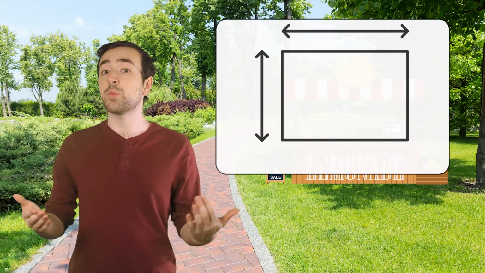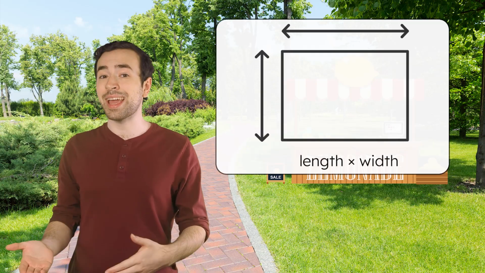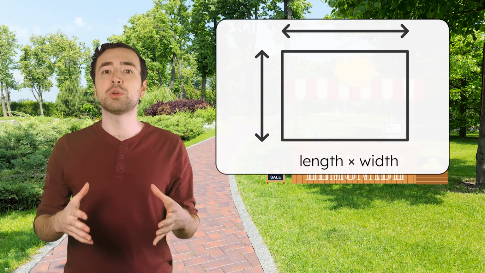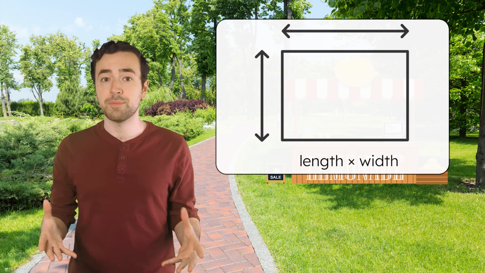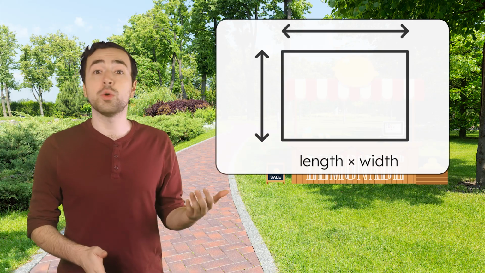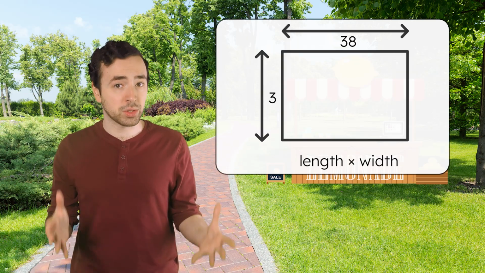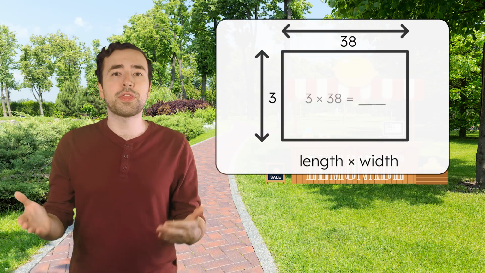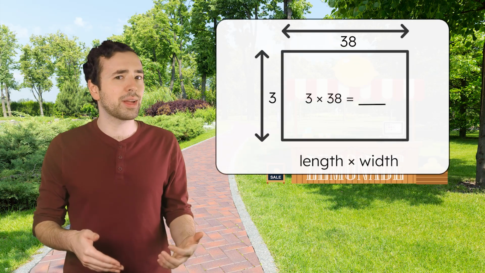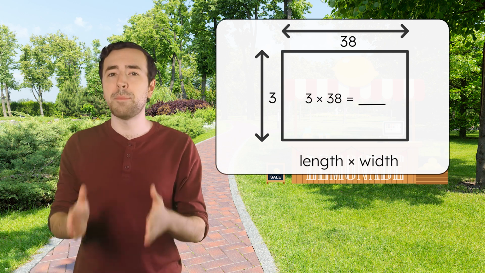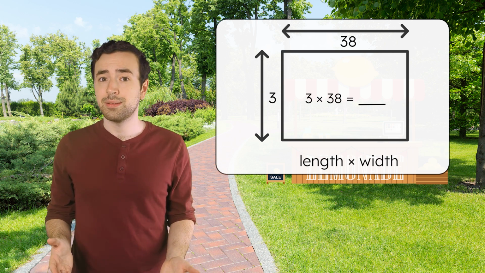Let's start with the area model strategy. You might have learned how to find the area of a rectangle by multiplying the length by the width. We're going to use that same idea to help us multiply larger numbers. For example, a rectangle could be 3 units wide and 38 units long. We could solve 3 times 38 to find the area, but the numbers are still too big. How can we break apart 38?